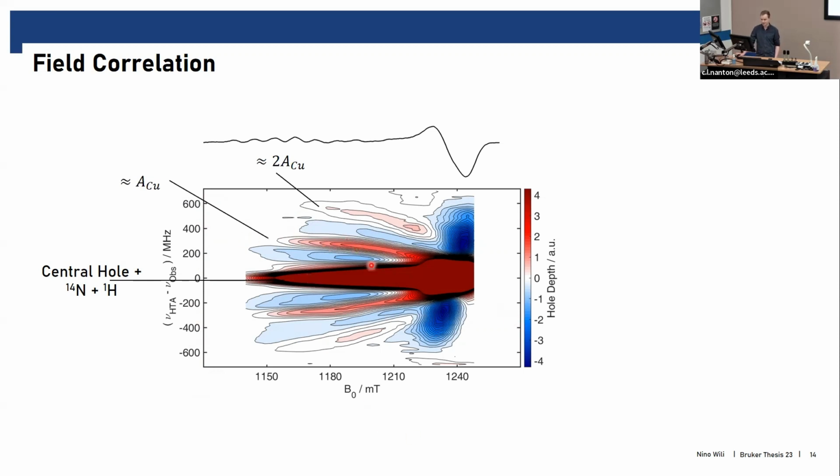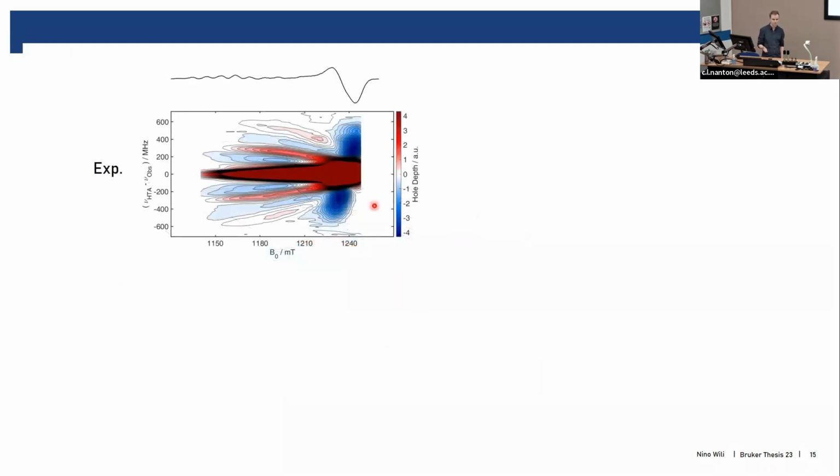And then, I mean, these ridges here, it was clear that they have to be related to the copper hyperfine, basically. And in blue here are actually the enhancements. So there's also some clear structure here. Now the problem was there was no way to simulate this. So I mean, you could.